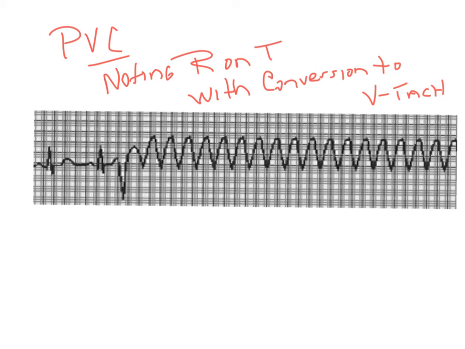Here's an R-on-T. Right here it hits early. As it hits early, it throws this patient to V-tac. That's what they call conversion to V-tac. Not a good conversion. We would rather have that patient at normal sinus. But this is what can happen. And many times, it completely skips V-tac, goes straight into V-fib.